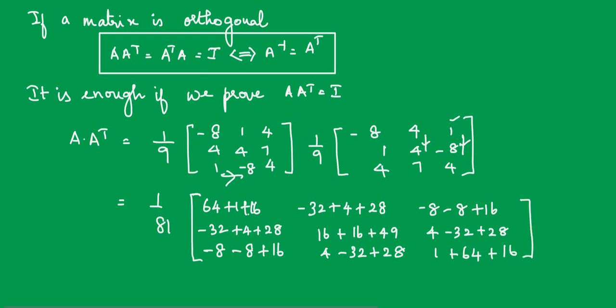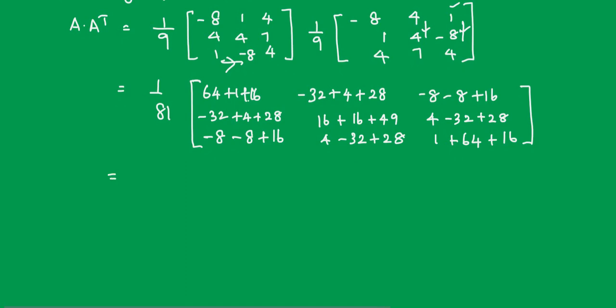Now adding the elements, 64 plus 1 plus 16 gives us 81. Next, minus 32 plus 4 plus 28 gives us 0. 24 plus 4, 32, minus 32, 0. Minus 8 minus 8 plus 16, 0. Minus 32 plus 32 gives us 0. Plus 16 plus 16, 32, plus 49 gives us 81. 28 plus 4, 32, minus 32 gives us 0. Minus 8 minus 8 plus 16, 0.